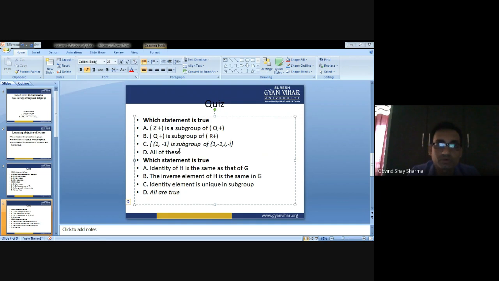Which statement is true? The identity of H is the same as that of G. In this lecture I proved that an element in H has the same identity in G, e is equal to e dash. We have already proved that the inverse element of H is the same in G. Absolutely right. The identity element is unique in a subgroup. This is also right. All are true. So all of the above is the right option.